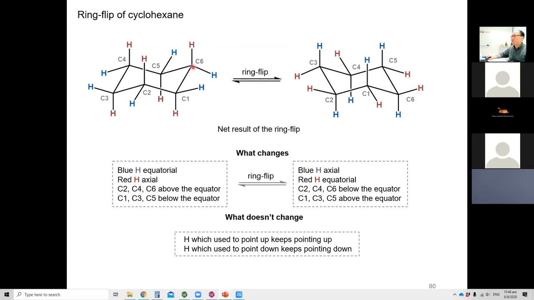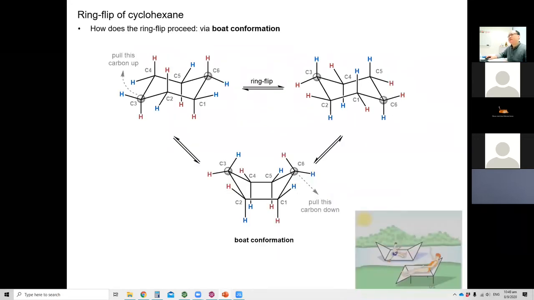But what doesn't change is that it's still pointing up, okay? But it's just pointing up from axial pointing up now becomes equatorial. All right. So you need to remember this, and I will show you how this ring flip happens, so you can easily remember this. So how does the ring flip proceed?